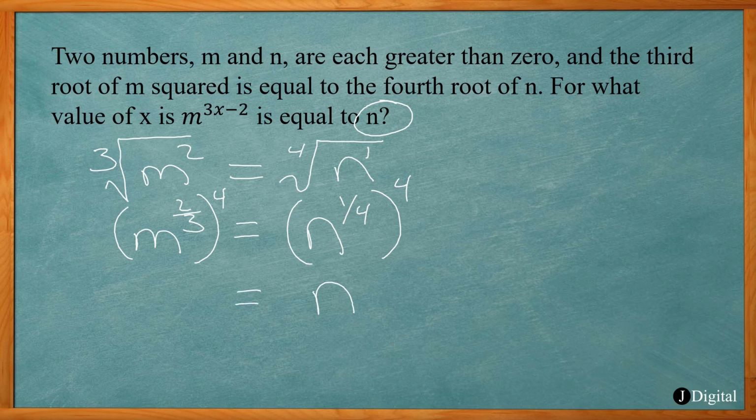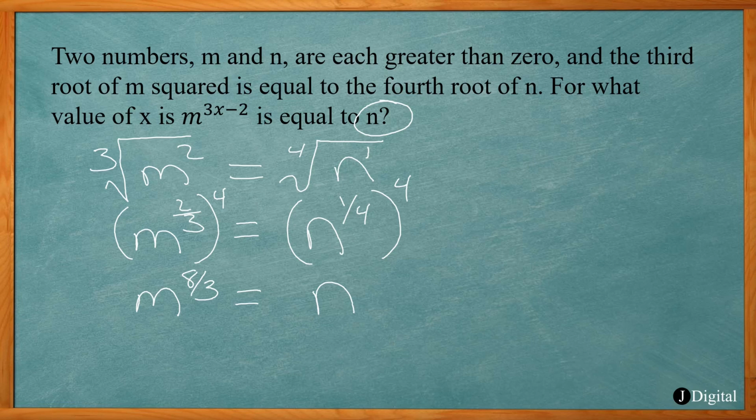On the left side, m to the 2/3 to the fourth power. Again, multiply 4 times 2/3, and you get 8 over 3. So n to the first power is equal to m to the 8/3 power.